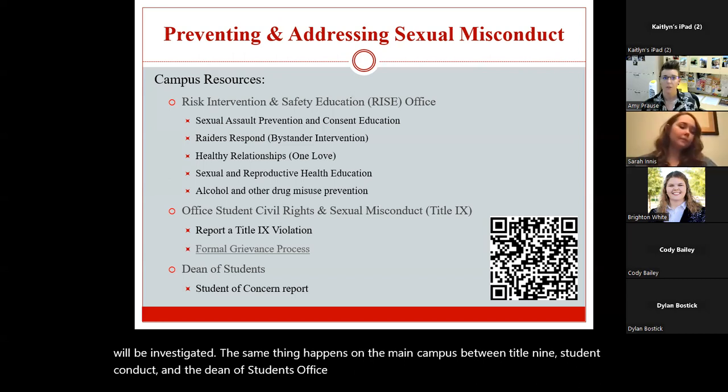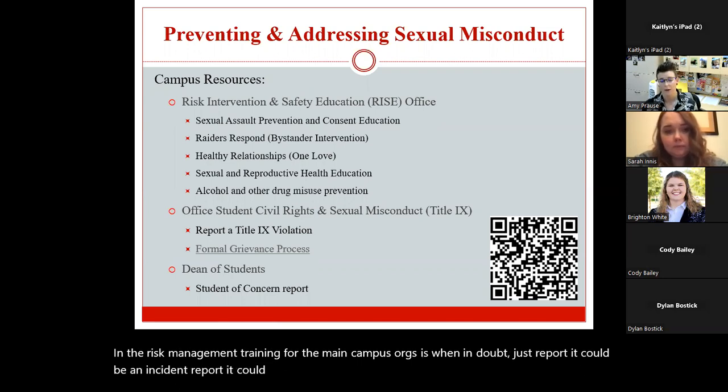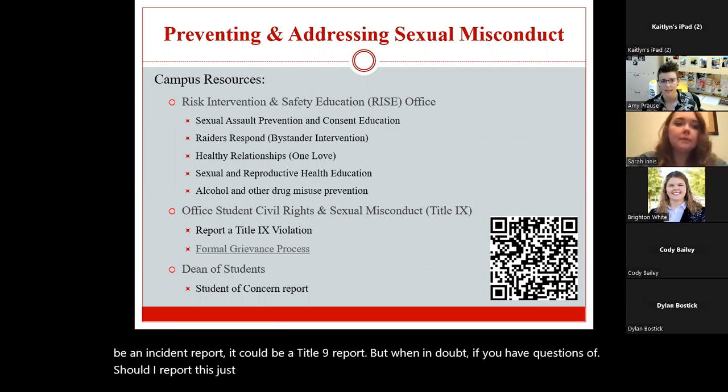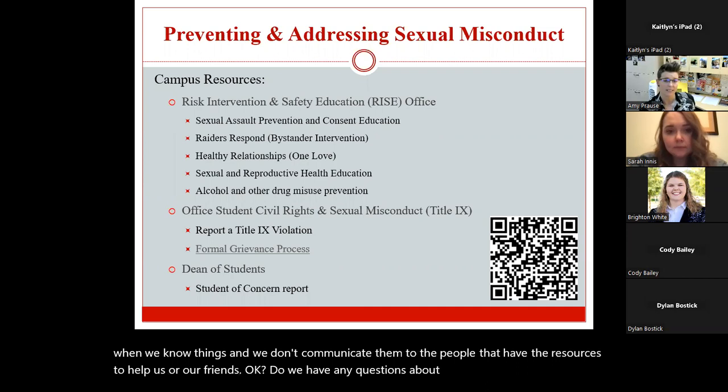Like we tell students in the risk management training for the main campus orgs, when in doubt, just report. It could be an incident report. It could be a Title IX report. But when in doubt, if you have questions of, should I report this? Just report it. No one is harmed by submitting a report. Harm happens when we know things and we don't communicate them to the people that have the resources to help us or our friends. Do we have any questions about preventing and addressing sexual misconduct?